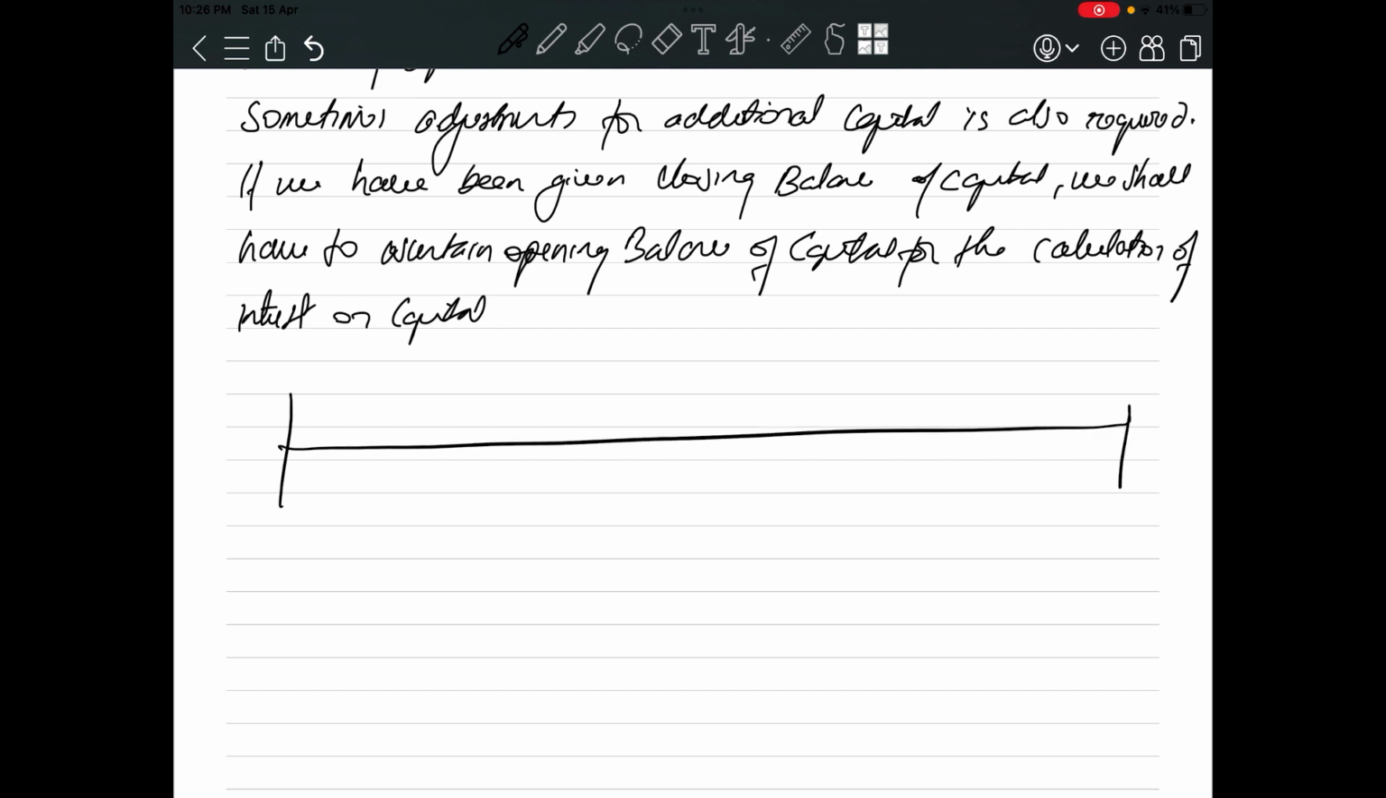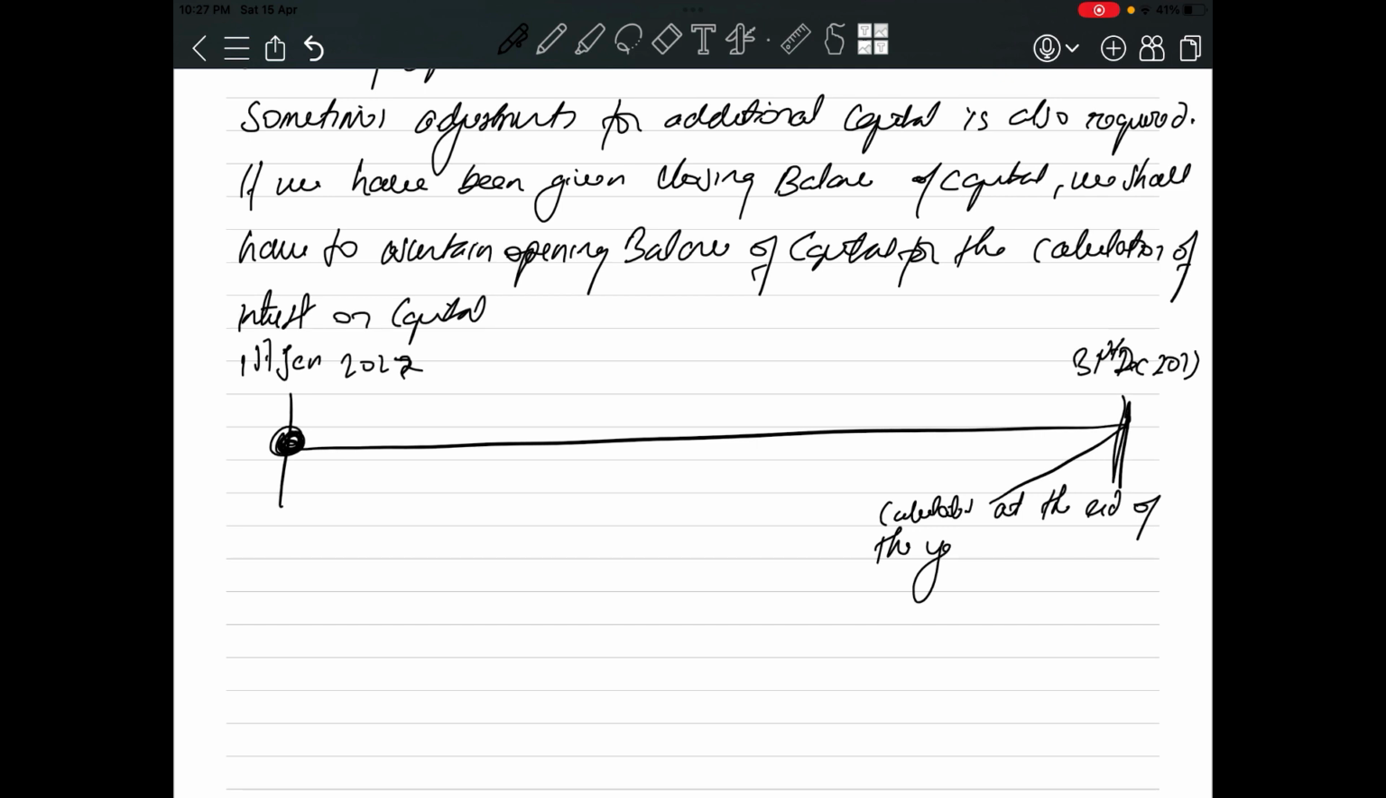Okay, so for example, let's do a timeline. This is 1st Jan and this is 31st March. Let's say 2023, 31st December 2023. Now you'll have the balance of capital at this point. Now interest will be calculated at the end of the year.